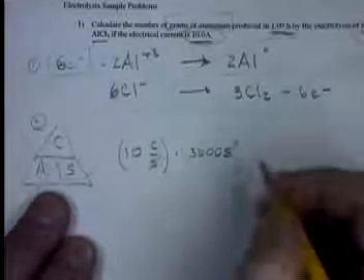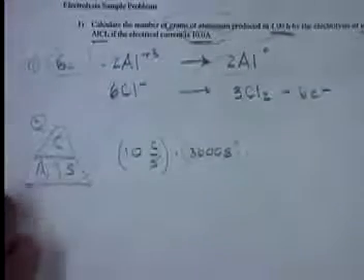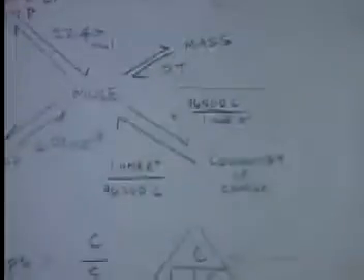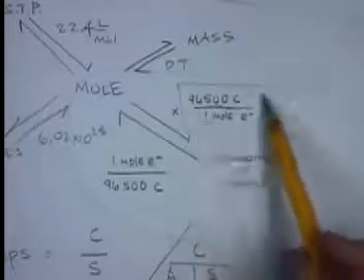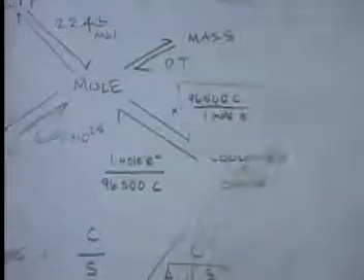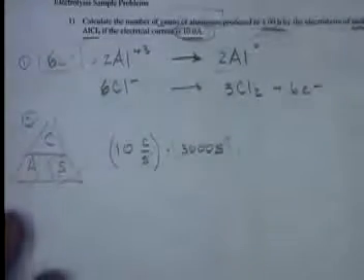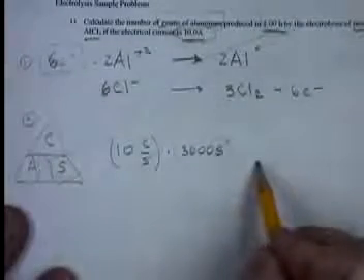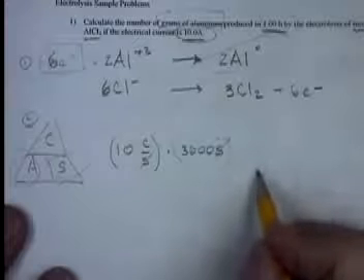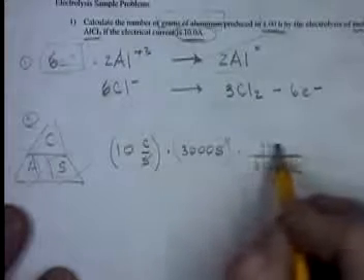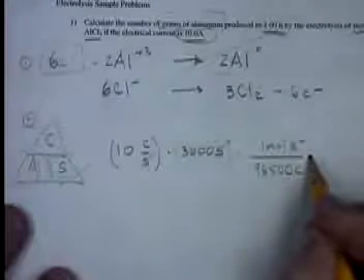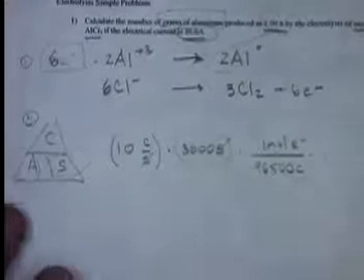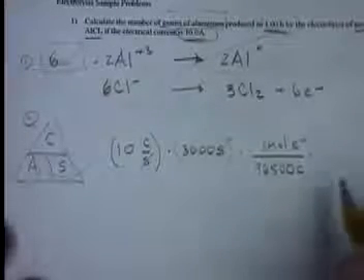Continuing on now, we can use our relationship in the mole wheel, where we can convert from coulombs of charge to moles by using Faraday's constant, 96,500. So if I have coulombs right now and I want to convert to moles, I'll put 96,500 coulombs in a position where it's going to cancel, and moles of electrons transferred on the top. This will give me my moles of electrons that need to be transferred to produce my aluminum.